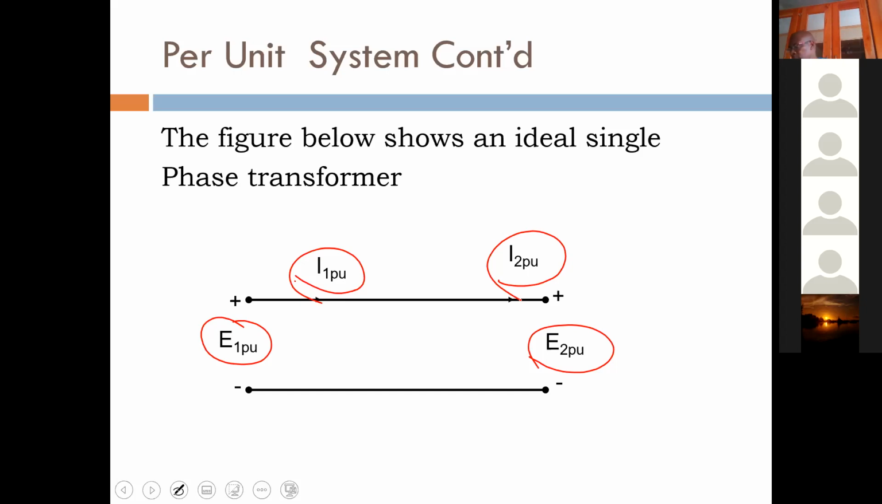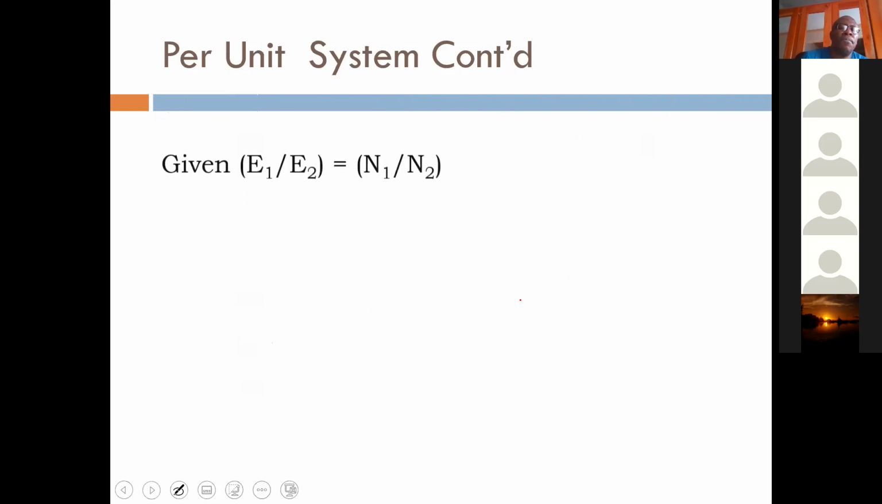Okay. So let's start with the actual values. Wow, it's almost 5 already. Okay, so with the actual values, we know that E1 over E2 is equal to N1 over N2. All right, nothing spectacular. Which means that E1 is equal to N1 over N2 times E2.